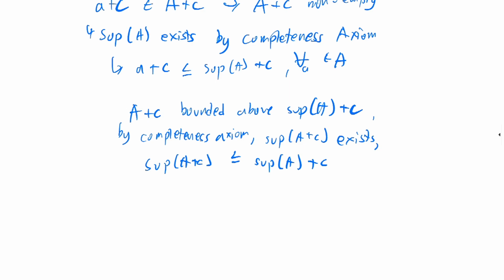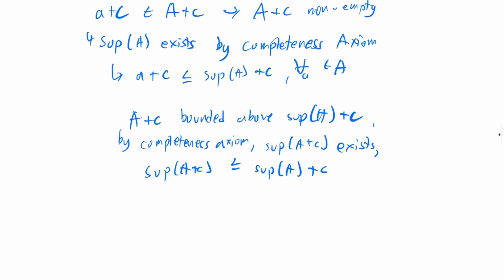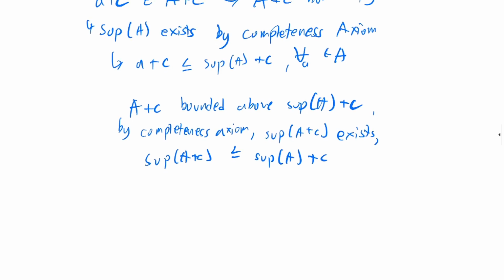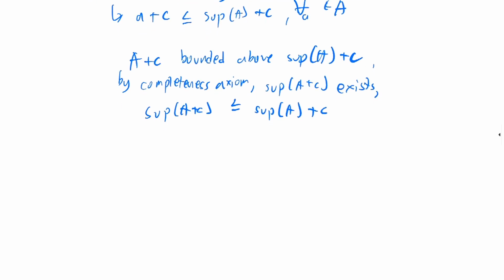And then we observe that because cap A is bounded above, and that the supremum of cap A exists by the completeness axiom, we then describe that little a plus c is also bounded above by the supremum of cap A plus c, and therefore cap A plus c is also bounded above by the supremum of cap A plus c. Okay, that's all we're showing.